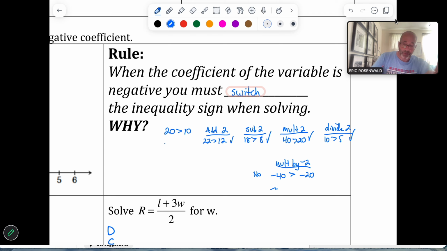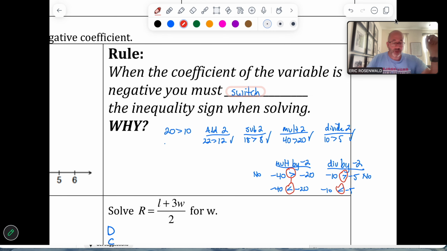So what do we have to do to make it true? We have to actually switch the inequality. That's the reason that we switch it, because by multiplying by a negative, we generated a false statement. So to keep it true, we have to switch the inequality. Same thing if I divide by negative 2. We're going to divide both sides by negative 2, and I get negative 10 is greater than negative 5. Is that still a true statement? And the answer for that is no. So in order to make this a true statement, I have to switch the inequality, and now this becomes a true statement, okay? That's the whole reasoning behind that.